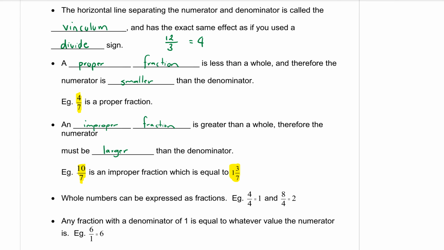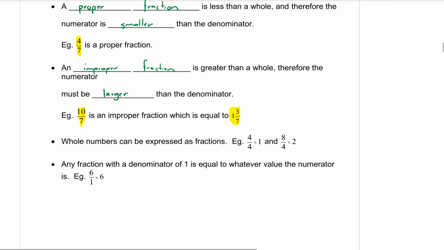Whole numbers can be expressed as fractions. Sometimes that is going to be very handy when we're adding and subtracting fractions later on. So 4/4 is equal to 1. Okay, that made a whole number. 8/4 is equal to 2. So sometimes our fractions can become whole numbers. Any fraction with a denominator of 1 is equal to whatever the numerator is. So 6/1, we can simply write that as 6 because 6 divided by 1 is just 6. Okay? All right, that's the theory bit.